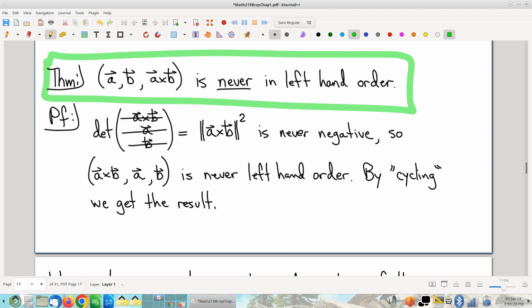Yeah, so first vector, second vector, left-hand order would mean that the third vector is in this direction. And what I'm claiming is that the cross product will never do this. It just doesn't. Now, if you want to know why, then I'd have to talk about the proof, but again, that's not really part of the course. So this will never happen with cross products.